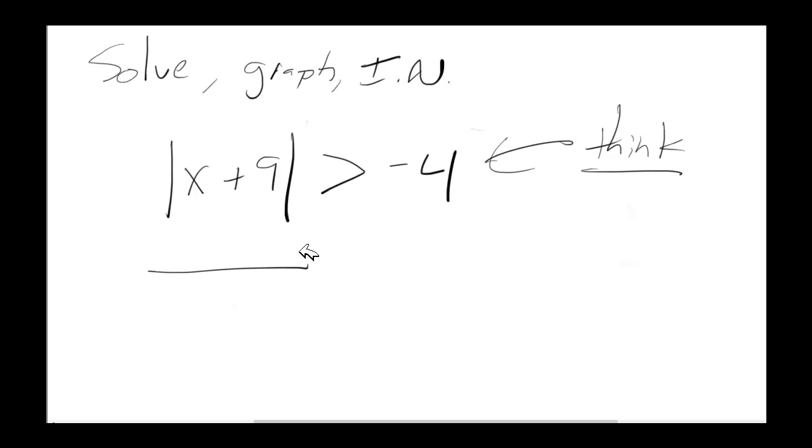So here the graph would be all real numbers. Any number will work. And this is from minus infinity to infinity. Pick your favorite number, plug it in, you should get a true statement. So if I try 0, well, 0 plus 9 is 9, and the absolute value of 9 is 9, and 9 is greater than minus 4. So everything works. Okay, that should do it on solving absolute value with inequalities.